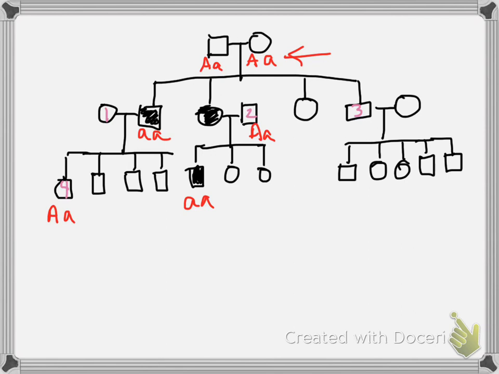All right, now mom, individual 1. She does not have the disorder, so we know she's big A something. Can we rule out the fact that she is big A little a and just happened to pass the dominant allele along to all 4 of her children? It's a possibility. It's not as likely. The likely possibility for number 1 is that she's probably big A, but based upon the information, we can't tell for sure.